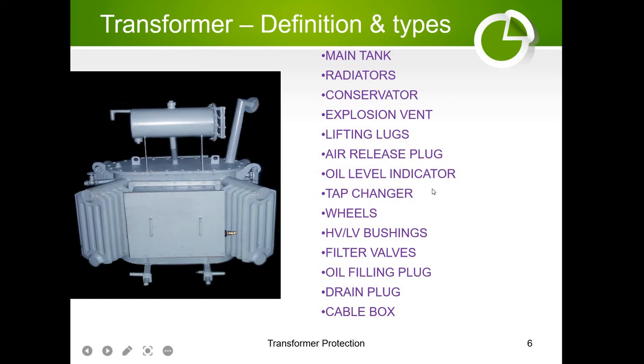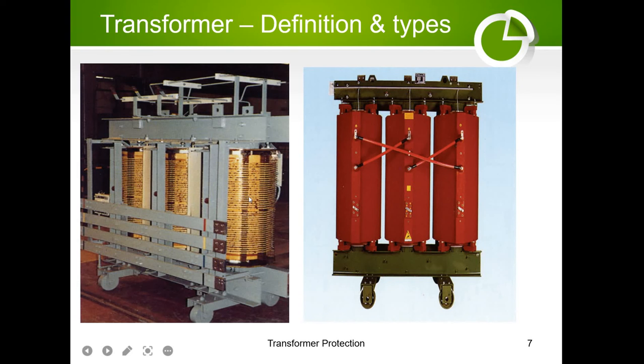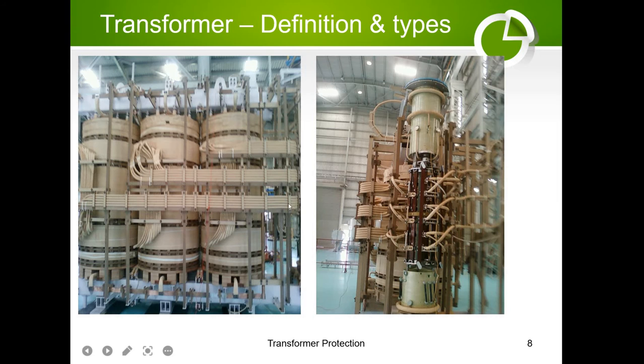Air releasing plug, oil level indicator is there. Tap changer: sometimes you need more voltage, then with the help of the tap changer you can adjust the voltage level. This is the manual one and the big transformer. Wheels, HV LV bushing, filter, valves, oil filling plug, drain plug and cable box. Next, you can see in the picture there is a winding, open winding, RYB. This is the transformer internal winding. This is the other transformer internal winding and connection. This is the tap changer connection.